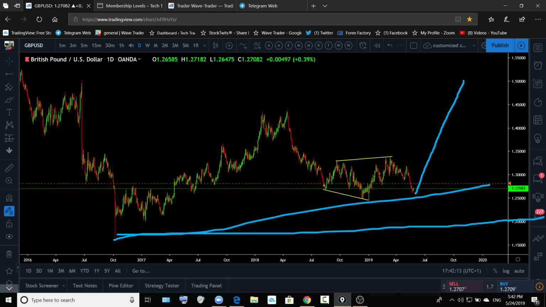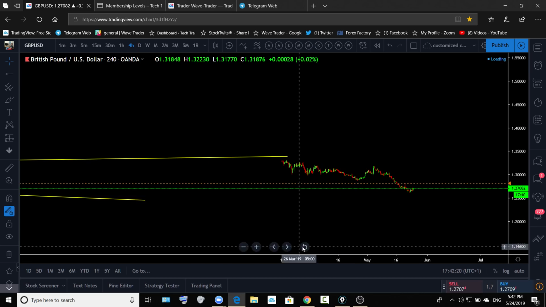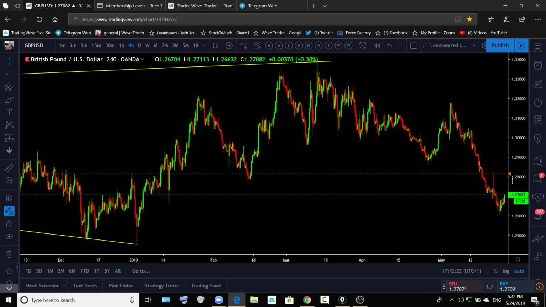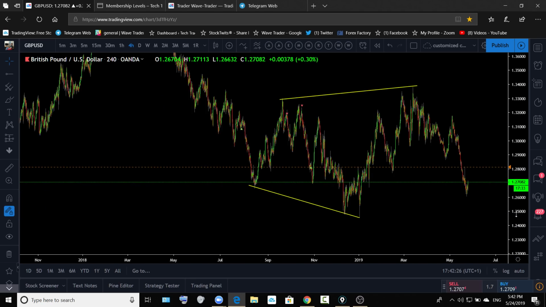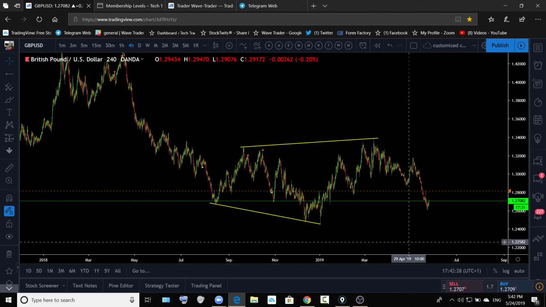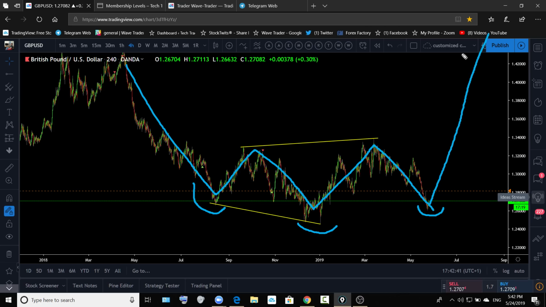For longer term we are bullish on the pound, but for short to medium term we are neutral. We are waiting for more price action to happen and the pound dollar to reverse. We are expecting this head and shoulder formation to play out and reverse.